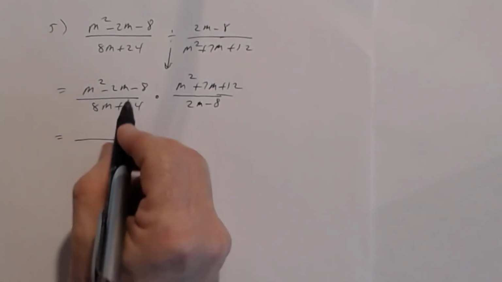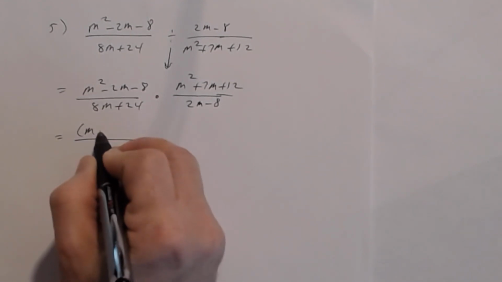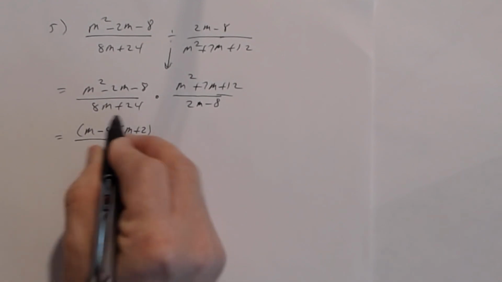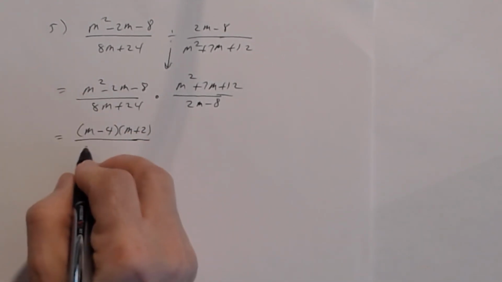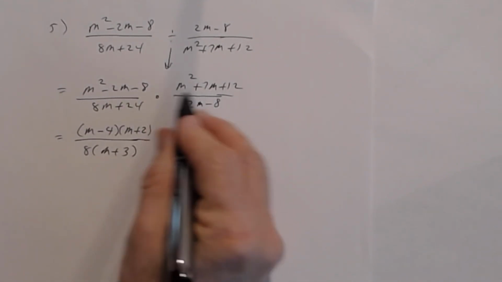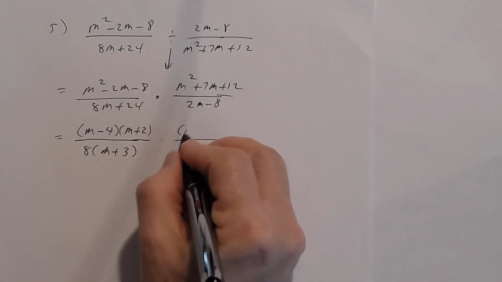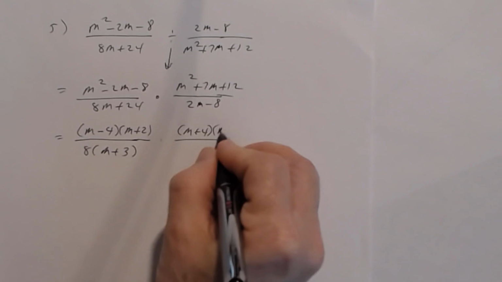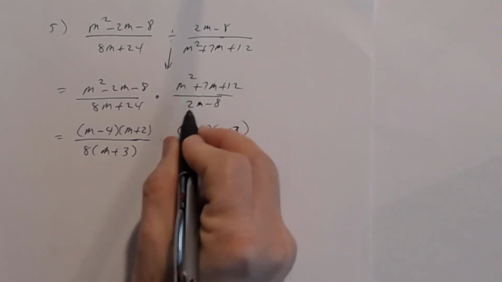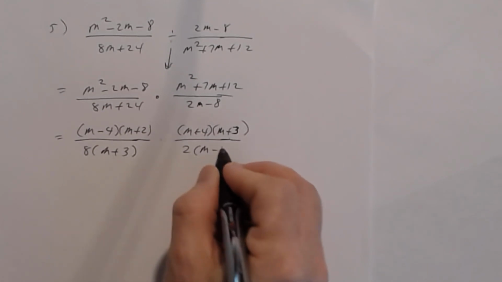So the numerator here, I can factor that as m minus 4 times m plus 2. The denominator I can factor out an 8, so it'll be 8 times m plus 3. The numerator, I can factor that as m plus 4 times m plus 3. And the denominator, I can factor out a 2. So it'll be 2 times m minus 4.